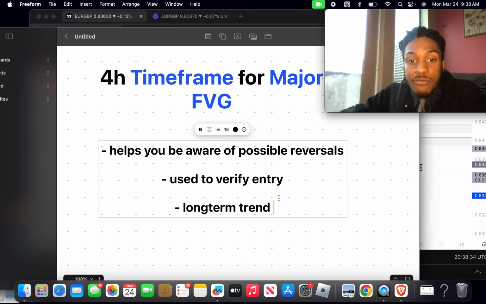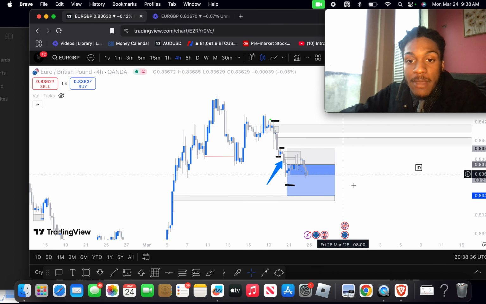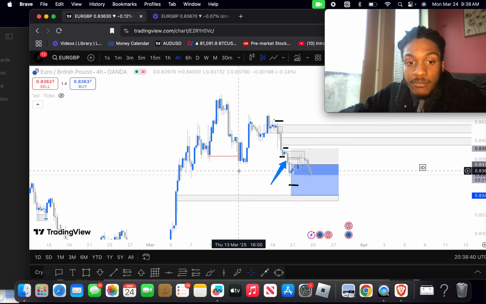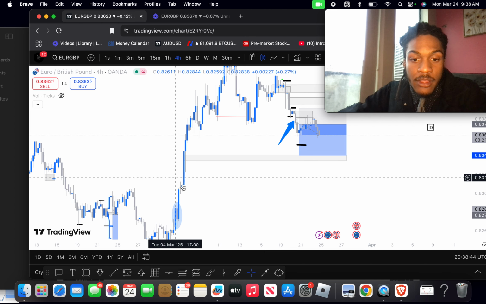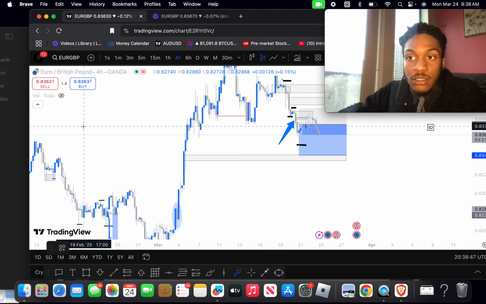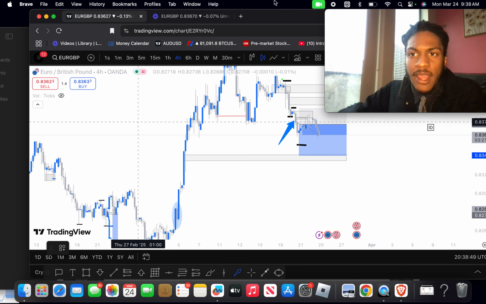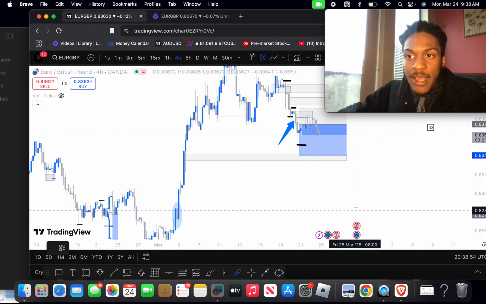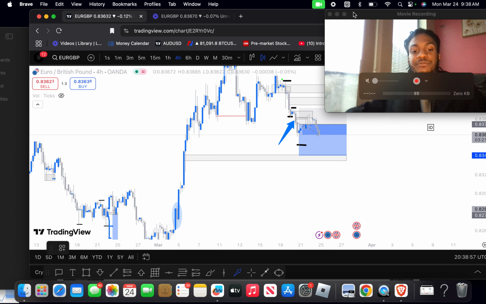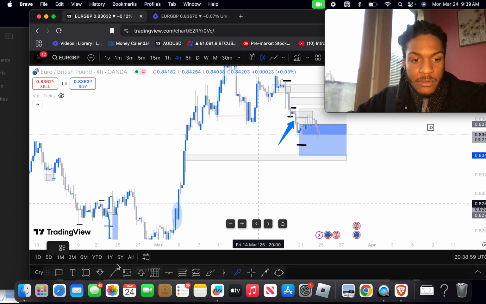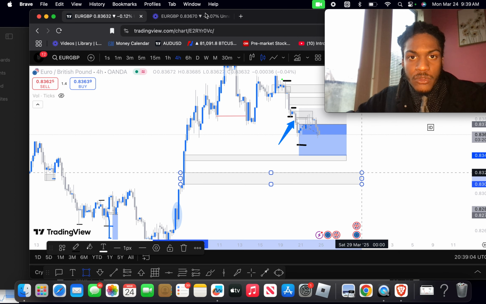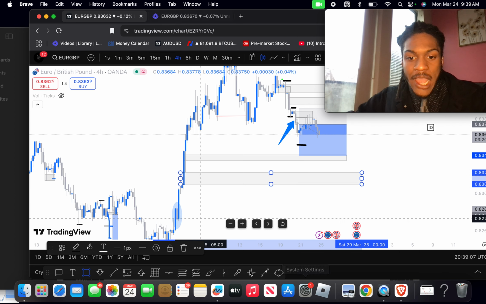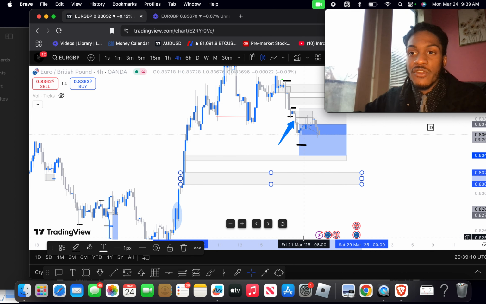I always wait for a confirmation, and what I mean by that is, let me show you something. Let's say I wanted to buy something, right? And I wanted to buy this fair value gap here when it gets low, right? Why is that acting slow like that? Hold on, let me see something, guys.